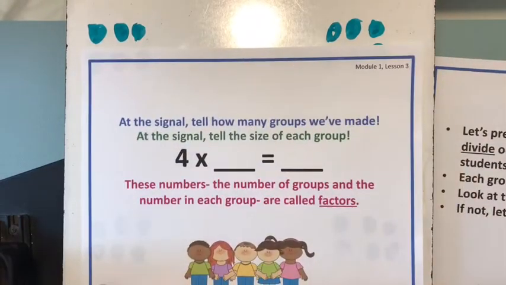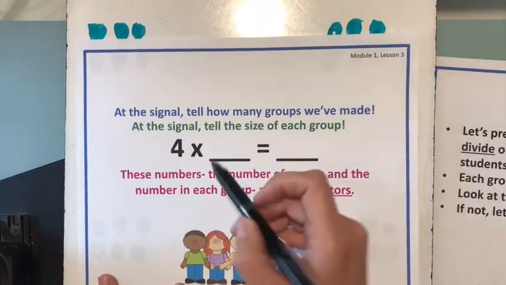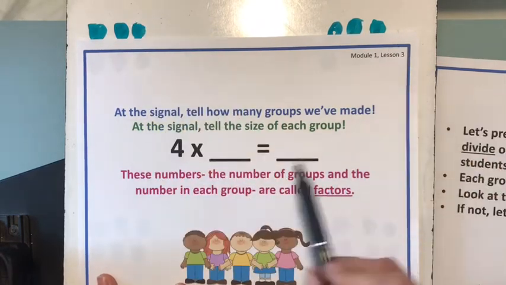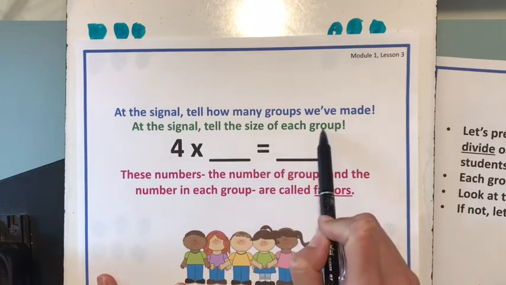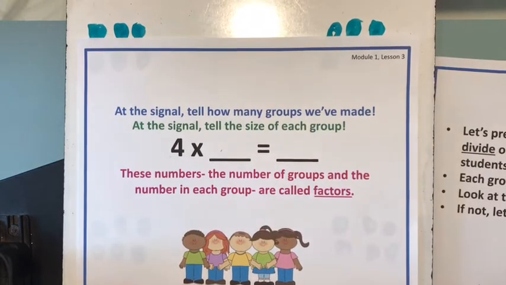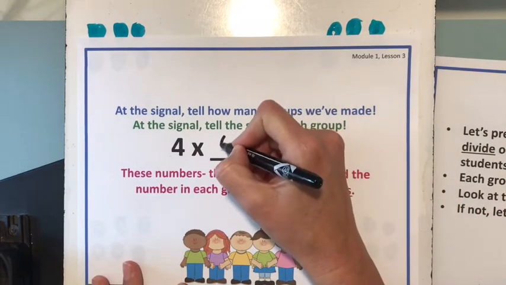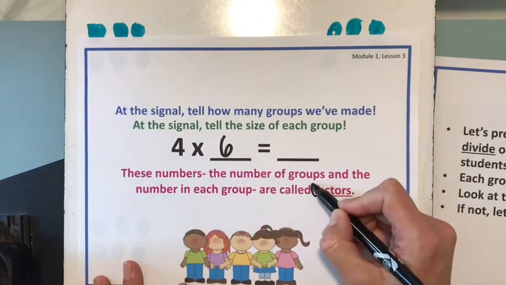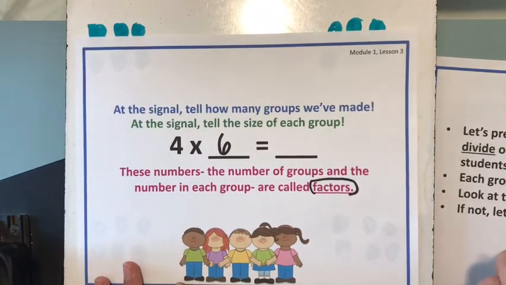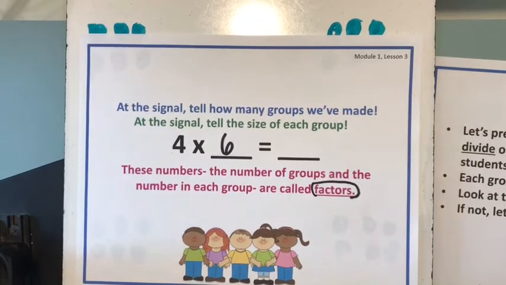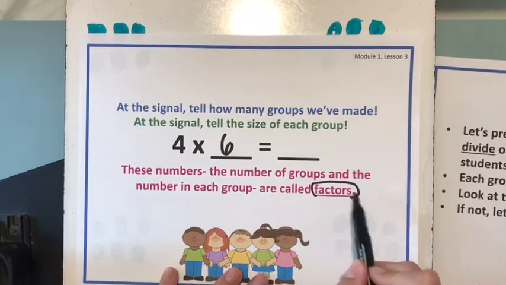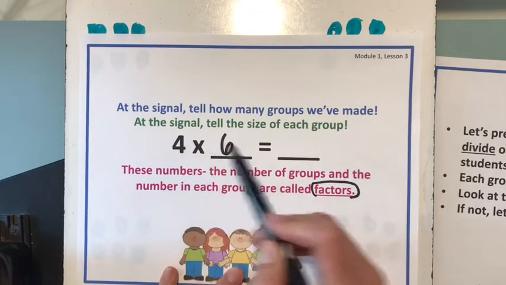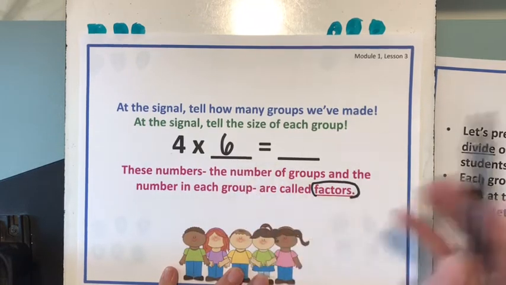All right. Now these numbers that I just did, the number of groups, which was 4, 1, 2, 3, 4, and the size of each group, which was 6, right? These are called factors. That's that word I was talking about in the beginning of the tape. So yeah, these are called factors: the number of groups, and the size in each group.